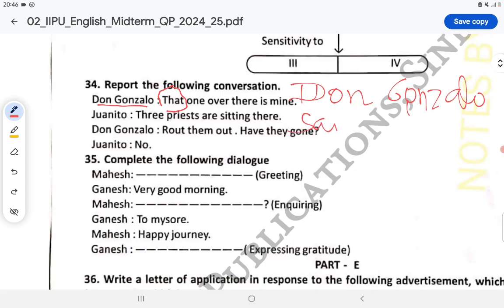Don Gonzalo said Juanito that one over there.